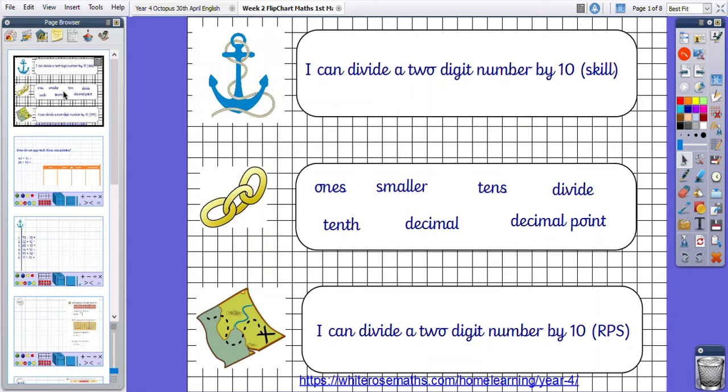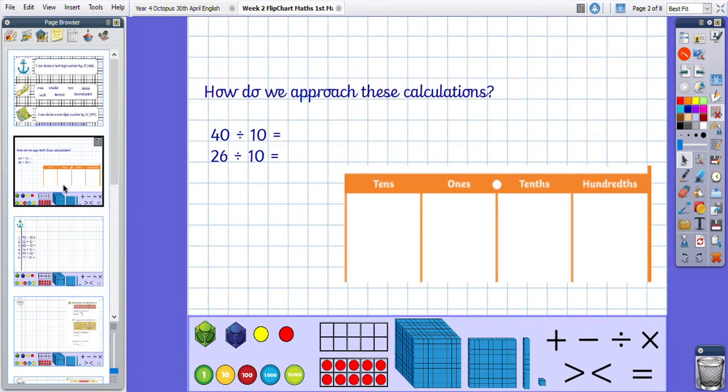Good morning, Octopus. Today you are dividing two-digit numbers by 10 for maths, just moving on our learning from yesterday. Quick recap then, how do we approach these calculations?